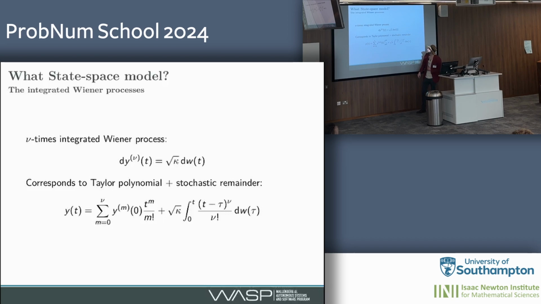And if you work things out here, this corresponds to a model of y where you first have a nu-th order Taylor series expansion, plus some integral here. This is basically Taylor's remainder theorem in integral form, except we've replaced the actual remainder term in the integral with a stochastic term. So we're modeling the remainder stochastically. So in that sense, it seems like a reasonable model, maybe.